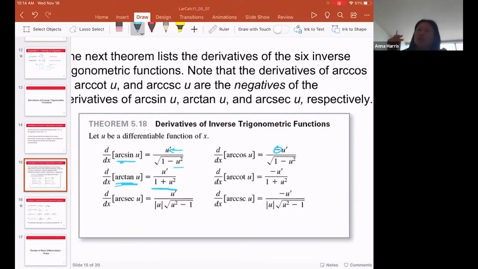And arctangent is u prime divided by 1 plus u squared. Arc cotangent is negative u prime over 1 plus u squared. All right, now look at the arcsecant. Arcsecant is u prime over, look at this, you have one more thing here: absolute value of u in the front, and then you're going to do u squared minus 1, not 1 minus u squared, but u squared minus 1. So arc cosecant will be just like arcsecant, but you're going to have a negative in the front. Okay, so you need to kind of recognize this so you can do your problems.